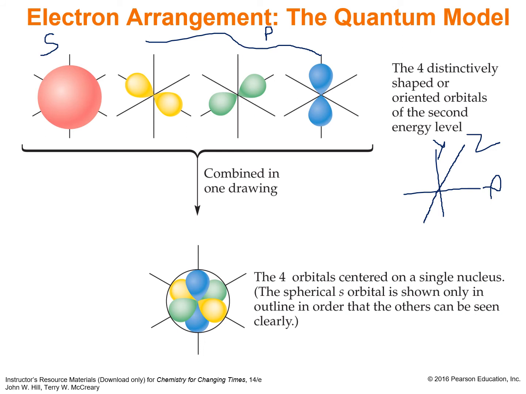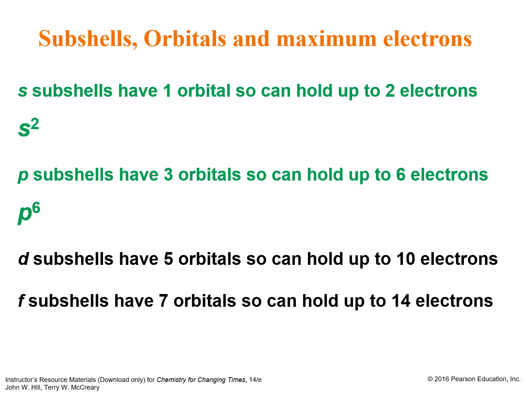and the 4 orbitals centered on a single nucleus, which is the spherical shape. The spherical s orbital is shown only in the outline, okay, and the others can be seen clearly. So there's the blue one, the yellow one, and the green one, px, py, pz. Okay, so here's the slide that I've created, and I feel this works well for students.